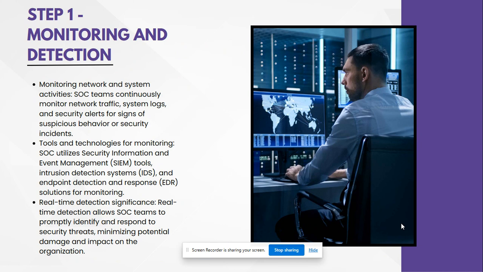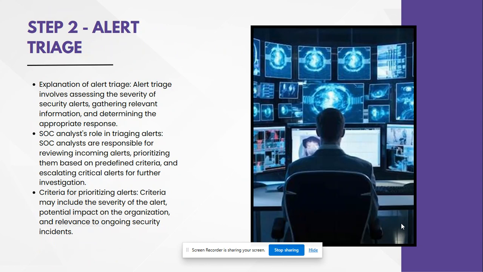Once we have detected a potential security event, the next step is alert triage. This involves assessing the alert to determine the severity and relevance to our organization. Imagine receiving multiple alerts indicating suspicious login attempts. We need to prioritize these alerts based on factors such as the number of failed attempts, the user account privileges, and the source of the login attempt.